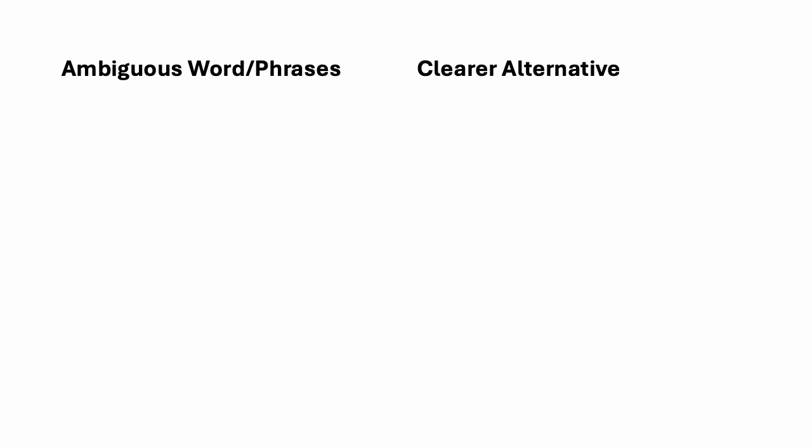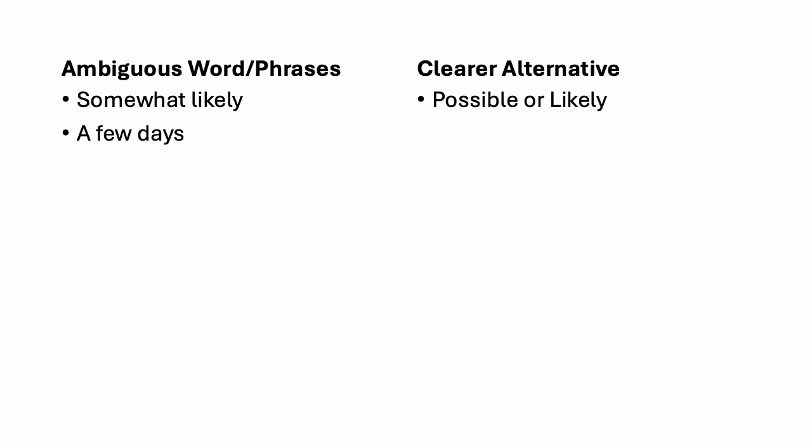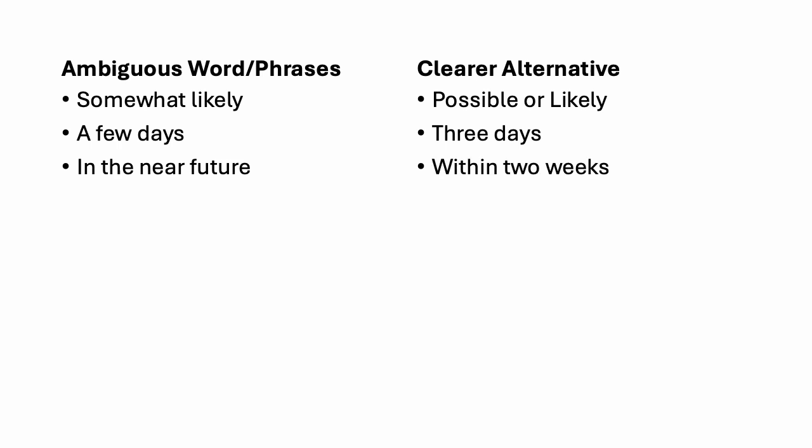Now let's look at some examples. Somewhat likely is your ambiguous word or phrase. Your clear alternative is possible or likely. Now, this one is going to be based on really what your intended meaning is. Then we have a few days. I put 3 days. 3 days may not be the exact time frame you're looking for, but it's giving you something that is more specific. In the near future. How about within 2 weeks? Again, may not be the same. The time frame ones are just going to need a clearer word choice.